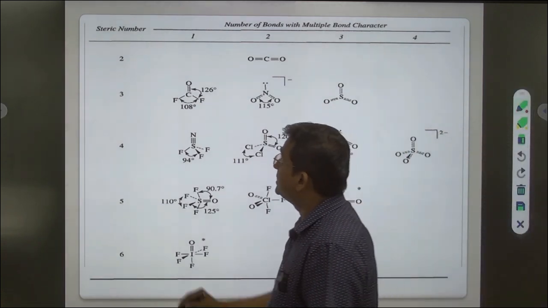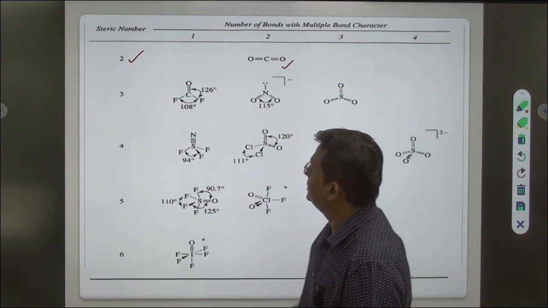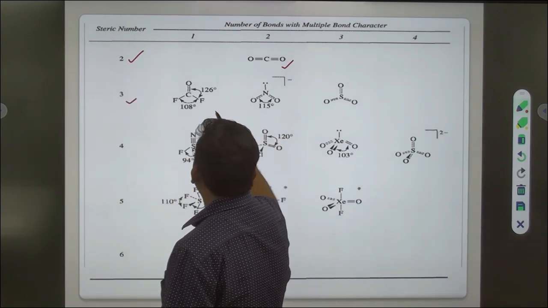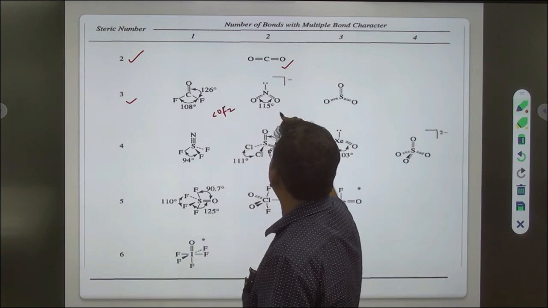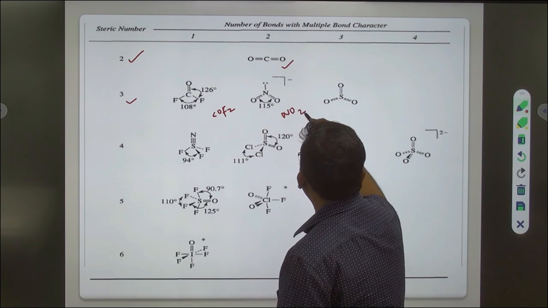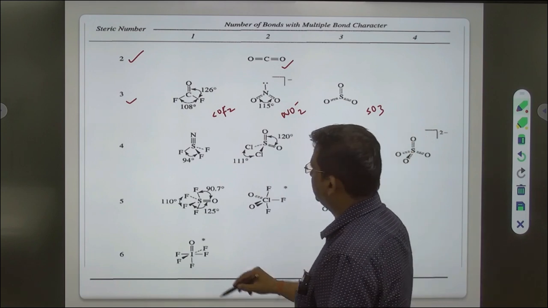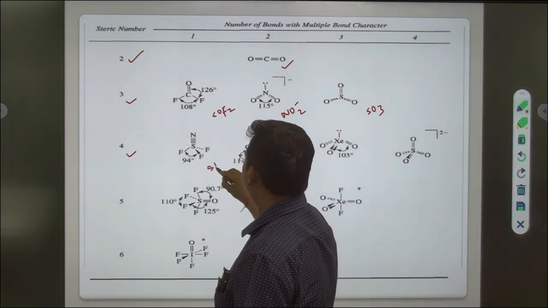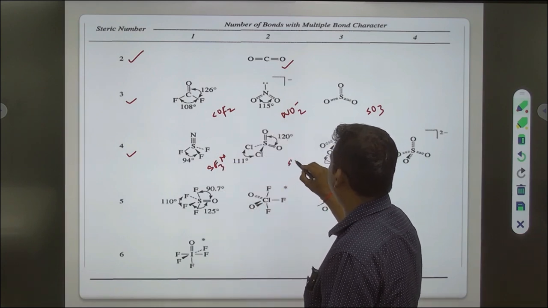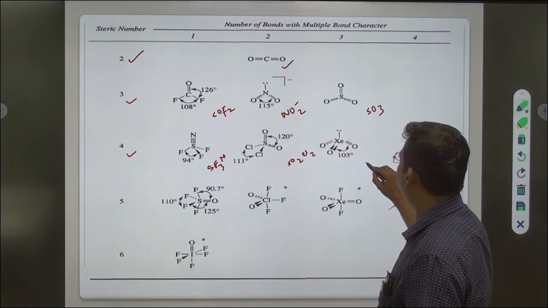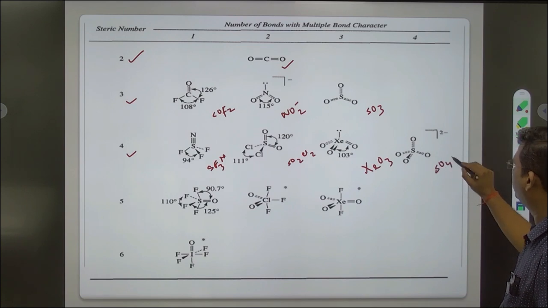Once more, steric number is 2, then for carbon dioxide... steric number is 3: COF2, this is for NO2 minus, SO3, this is for SF3N, this is for S2Cl2, this is for XCO3, SO4 minus minus.